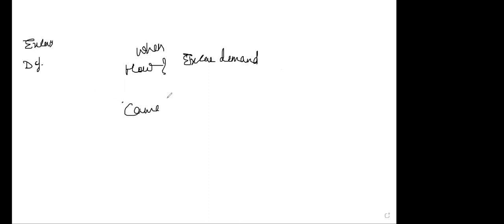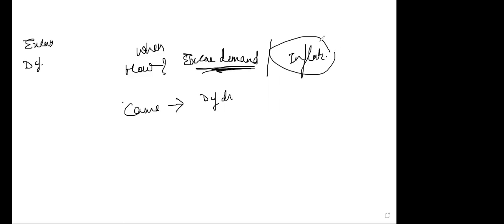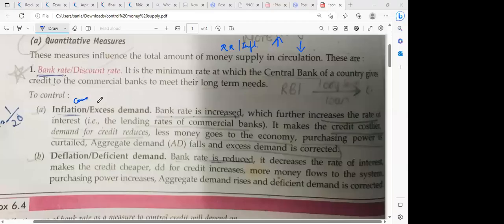Now inflation came. Now it will lead to? Deficit demand. So don't get confused, okay? Excess demand means inflation. Because when excess demand will be there, only then prices will increase. Once prices increase, they will lead to deficit demand. So don't get confused between the cause and the effect. Most of the students think excess inflation is deficit demand. No. I'm not talking about the cause. I'm talking about what leads to inflation. So excess demand leads to inflation.